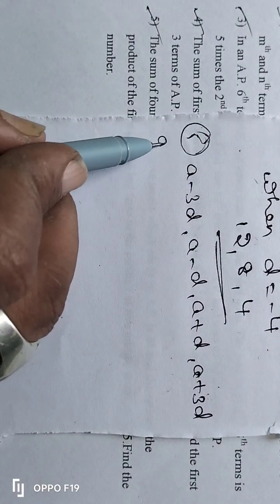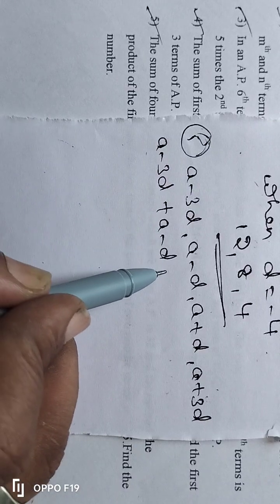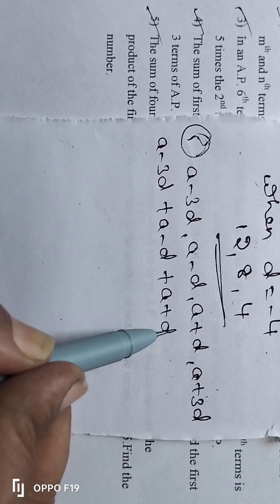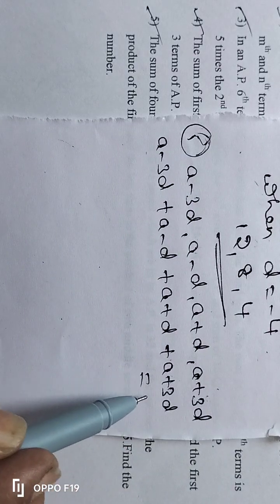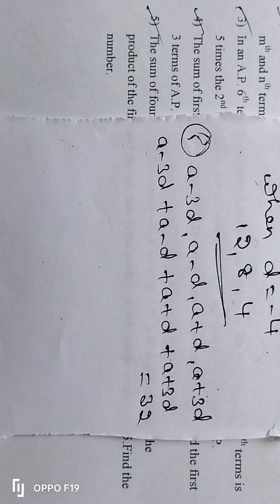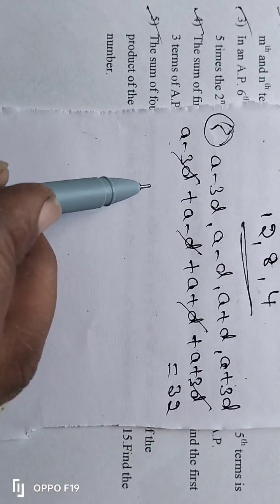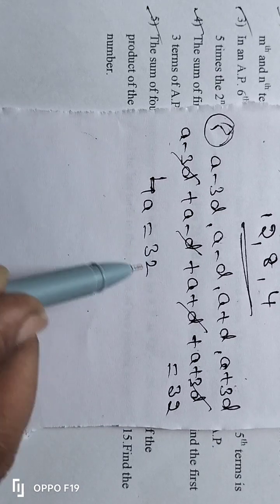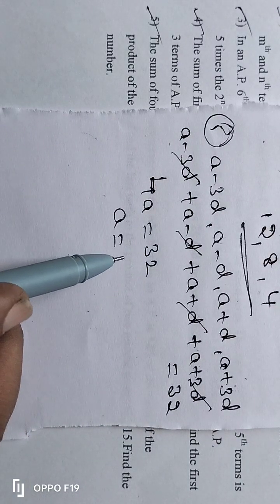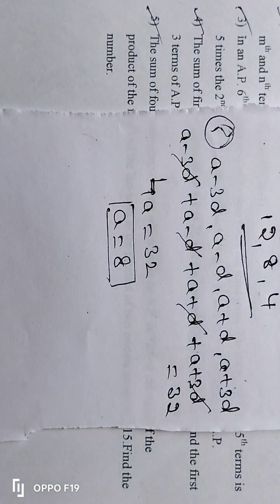Now you add them. a minus 3d plus a minus d plus a plus d plus a plus 3d. If you add all the four terms, it will be equal to 32. Minus 3d plus 3d, plus d minus d cancel. What is the remaining? 4a. 4a is equal to 32. a is equal to 32 divided by 4, 4 eights are 32. So a is equal to 8.